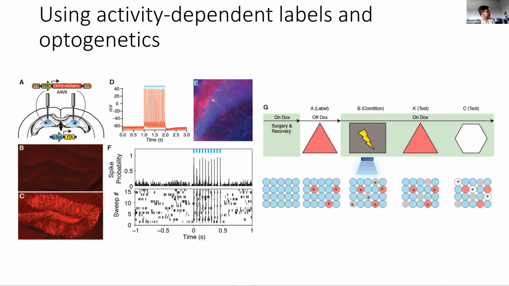So what they did was they used CFOS as a driver of channelrhodopsin, which is an optogenetic tool. The expression of channelrhodopsin allows you to activate neurons with light. So they put the animal within an experience, just in a box, and they allowed CFOS to drive the expression of channelrhodopsin. And then on the next day, they put them in a different context, so now in like a square box, for instance, and they gave them a foot shock. But they also activated the neurons from the day before optogenetically at the same time.